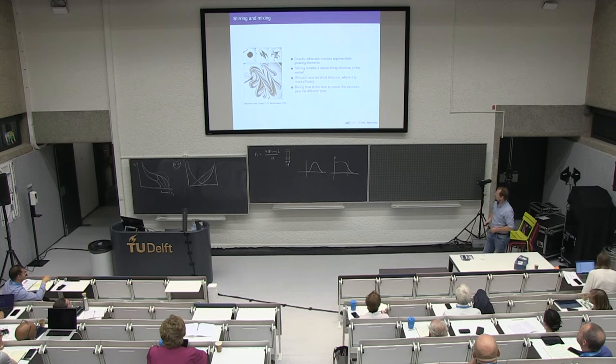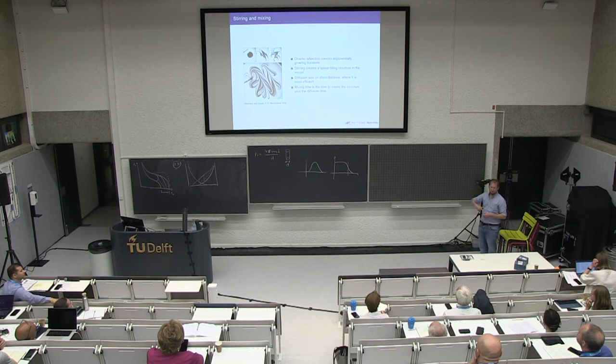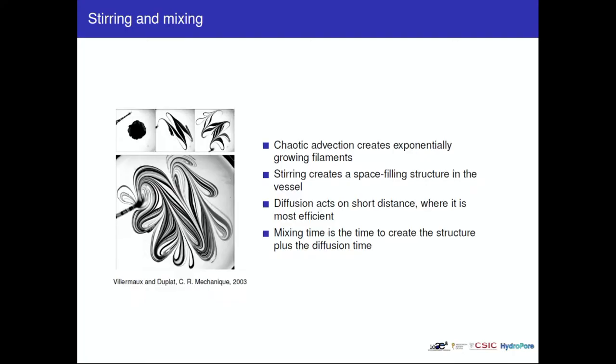So essentially you are creating filaments, and the length of these filaments grows exponentially in time. And then you are spreading out your mixture, and you are creating structures that are separated by a very small distance, and over this small distance, diffusion is effective. Now, diffusion is a process that is most effective over small distance. And the mixing time is now not the diffusion time, it is the time to create this structure plus the diffusion time.